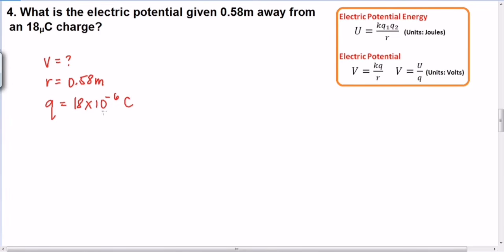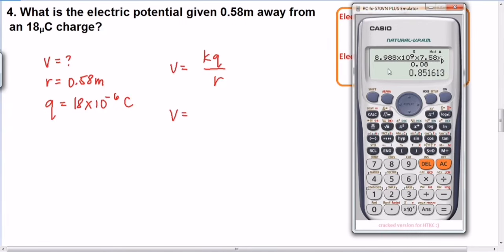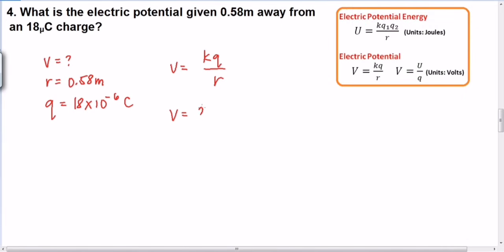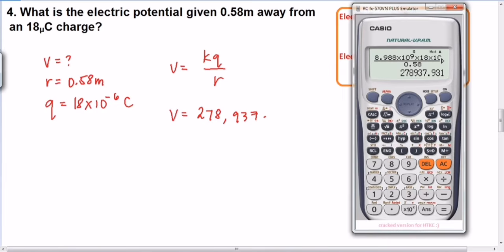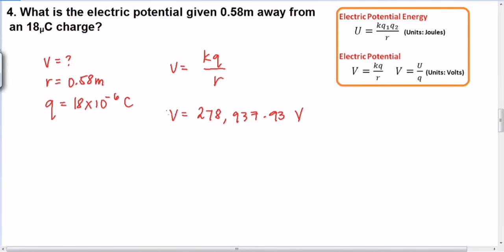So, ang ibig sabihin ng micro ay ito. So, VRQ, ito na naman yung magagamit natin. V is equal to KQ over R. So, V is equal to, K natin, salpak sa calcu. K natin is 8.988 times 10 raised to 9, times yung Q natin na binigay, 18 microcoulomb, times 10 raised to negative 6. And then ang R natin is 0.58. So, the answer would be 278,937.93 volts.